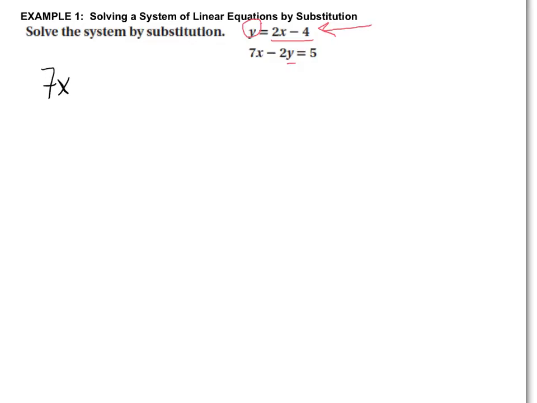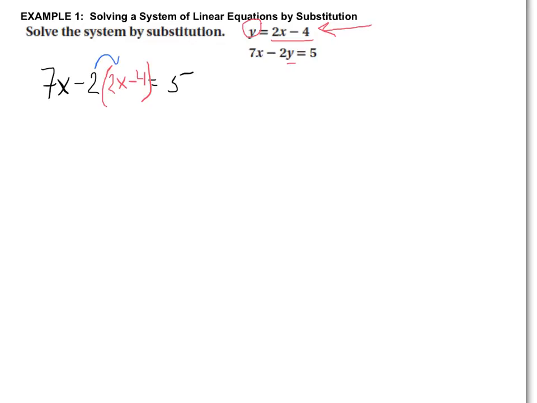So 7x minus 2y equals 5 is what's there. But where I see the y, I'm going to take the 2x minus 4 from above and replace the y with that. That's the substitution part of this method. Then I'm just going to follow our regular problem solving, but notice now we only have x's in our equation and we don't have x's and y's.